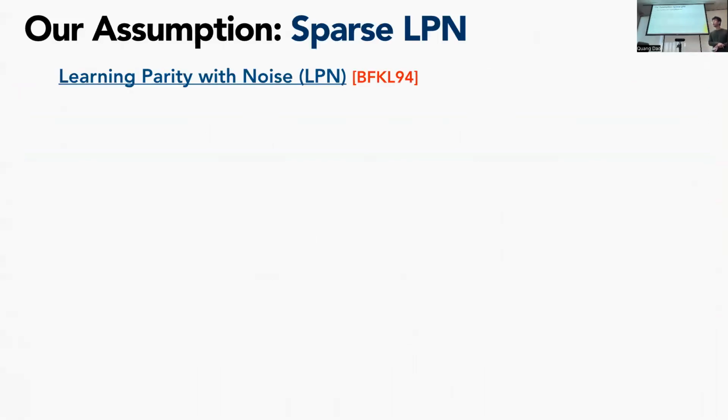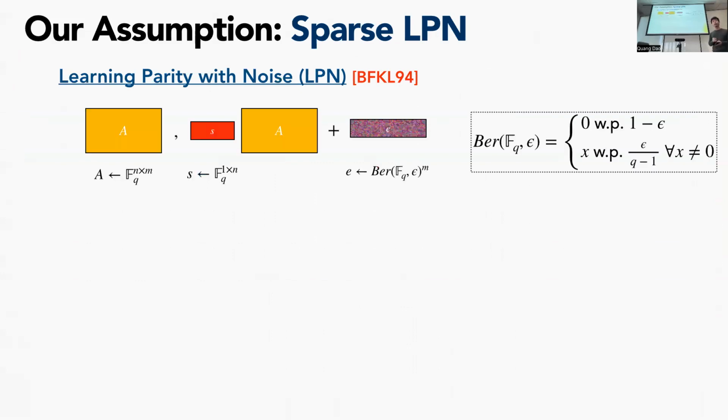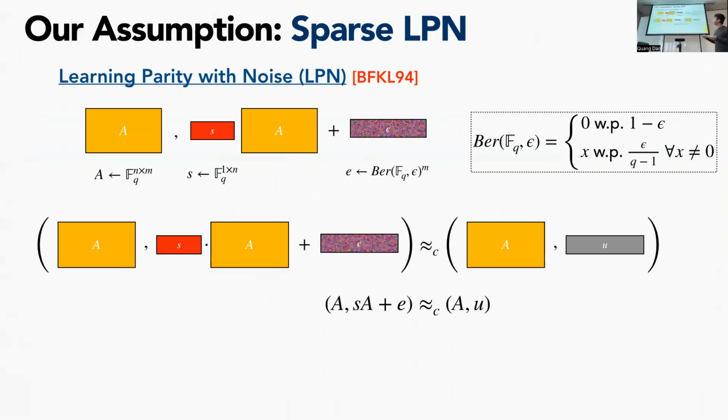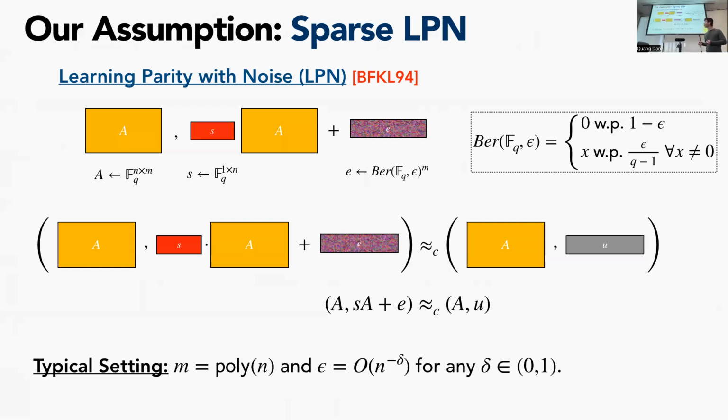So let me tell you now about our assumptions. Sparse LPN, where LPN stands for the learning parity with noise assumption, basically says that if you have a public matrix A, a secret vector S, and a noise vector E, where E is a sparse vector drawn from the Bernoulli distribution, then A and SA plus E will be computationally indistinguishable from A and a random vector. This roughly says that noisy random codewords will look pseudo-random. A typical setting that we usually see in LPN assumptions is that this M can be an arbitrary polynomial in the dimension n, and this error rate can be an arbitrary inverse polynomial.